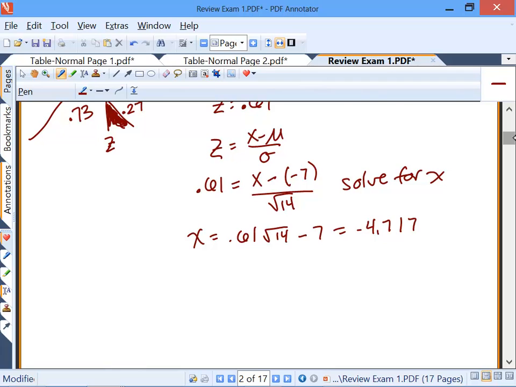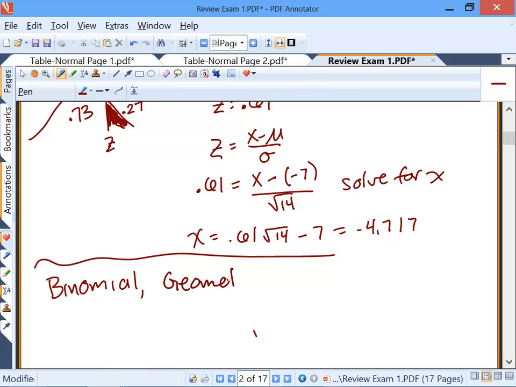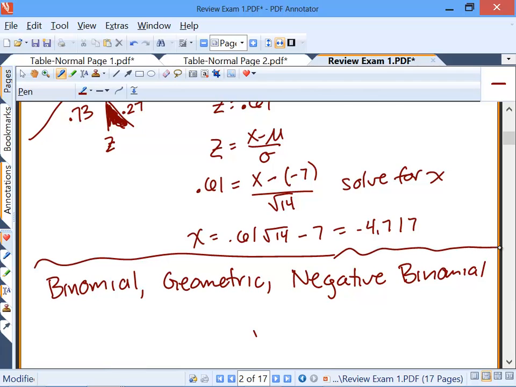Okay. What were the binomials? So our discrete distributions are binomial, geometric, and negative binomial. Now there were more discrete distributions. There are also continuous distributions, but these are the only three discrete distributions I'm going to make you do for the test. Okay. So you need to know those three, and you need to know the normal, and those are the only specific distributions that I'll make you use on the test.